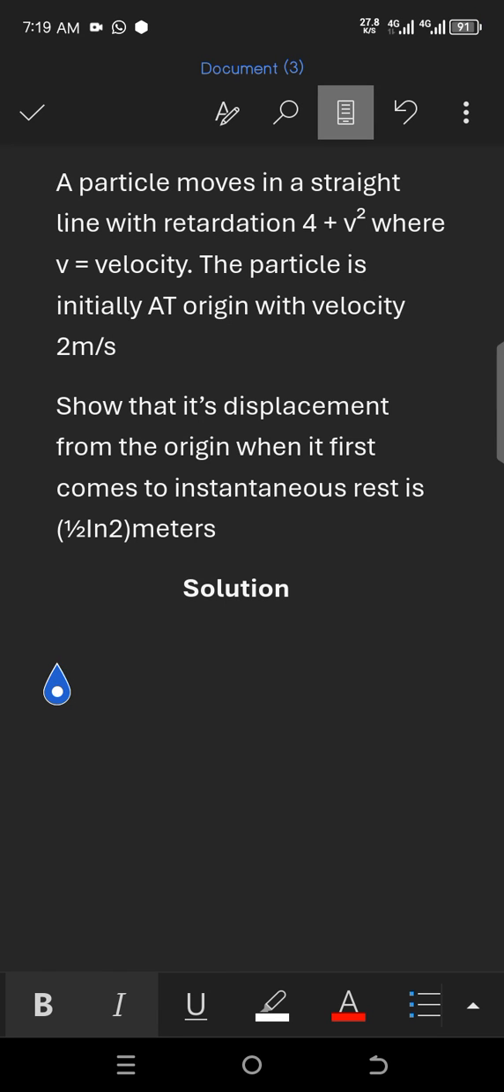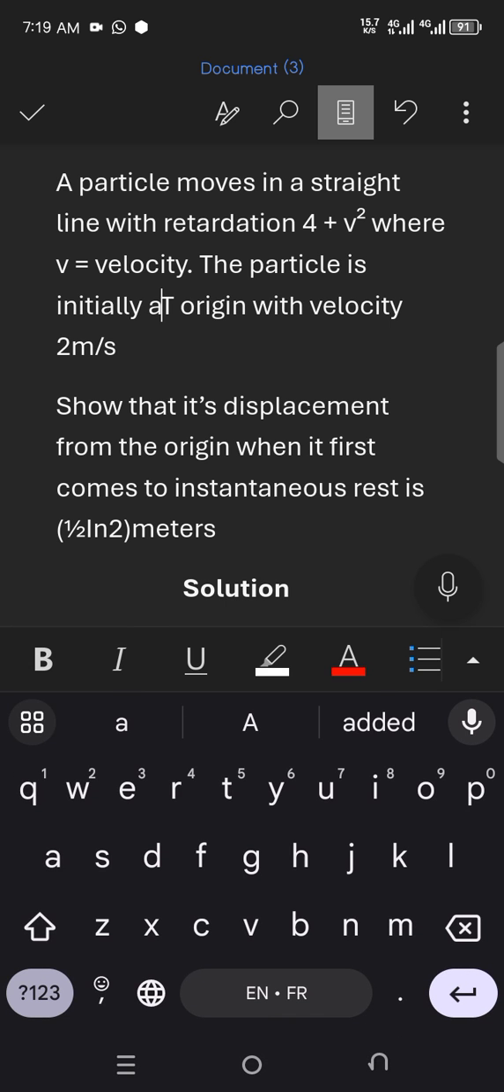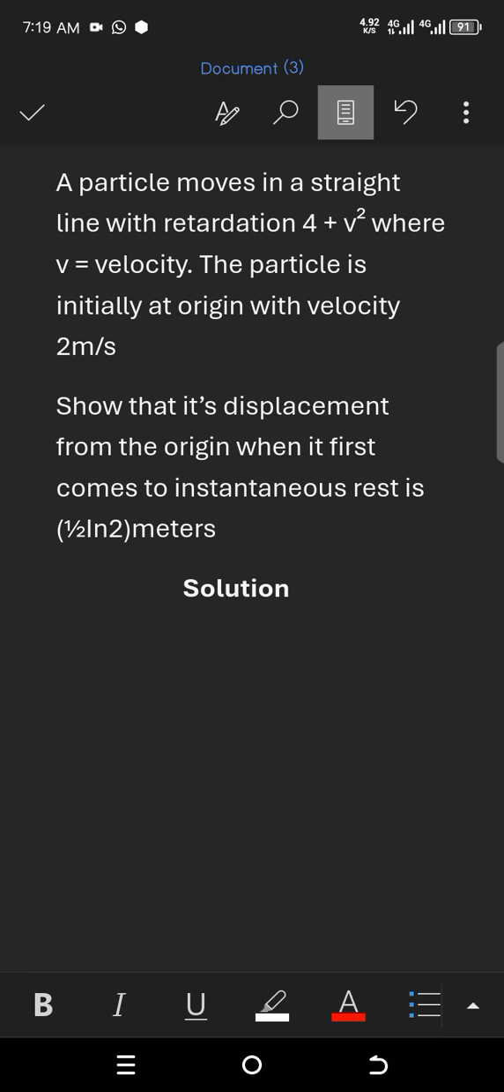Okay, let me try to explain why solving. I don't really have the possibility of using my computer, so that's why I'm using my phone. All right, so let me read.